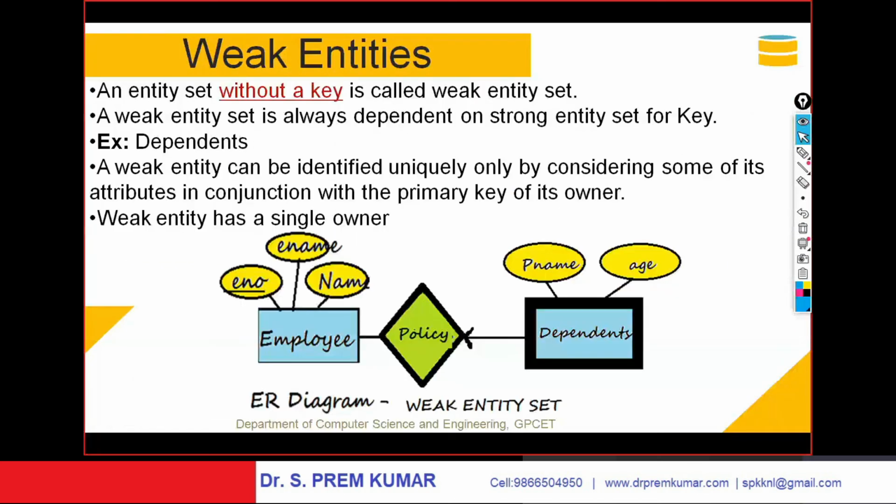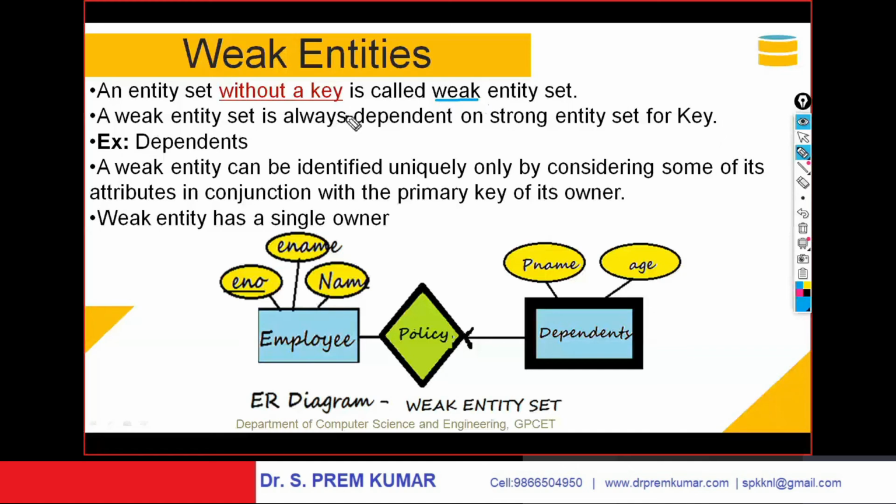An entity set which has a key is called a strong entity set. An entity set which does not have a key is called a weak entity set.